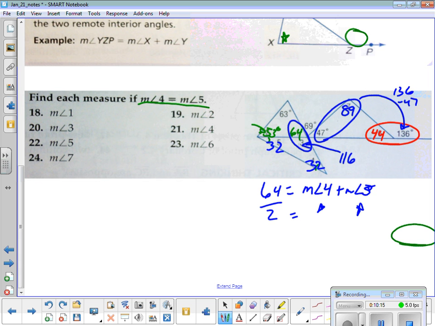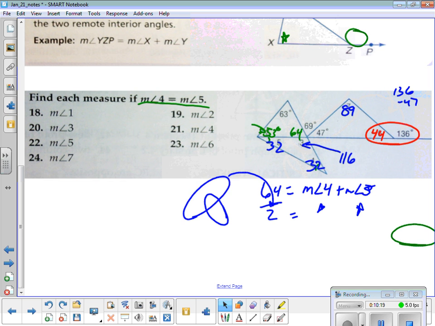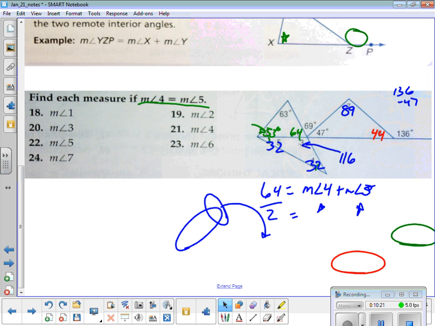So I have now figured out the measure of every single angle in this figure, and I could answer the questions over there. That's what your assignment is today: using these theorems to make them work, to figure out different measures within a figure.